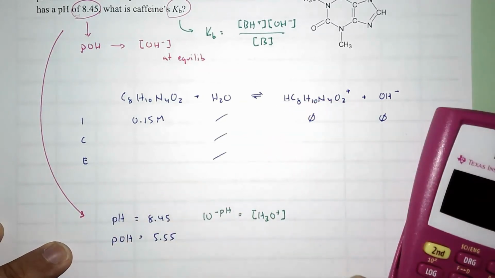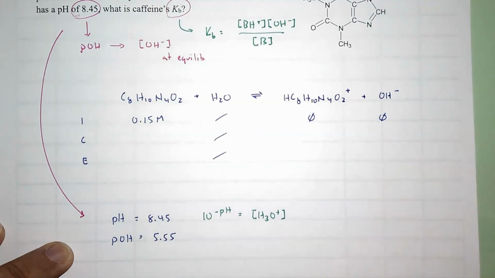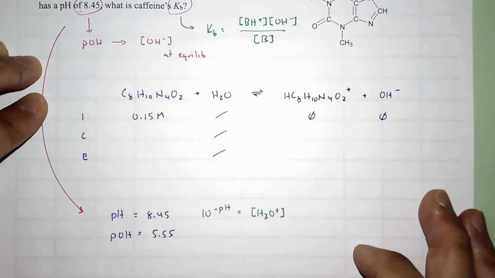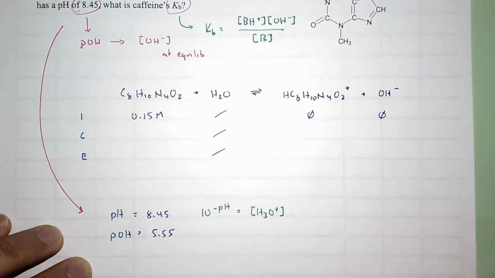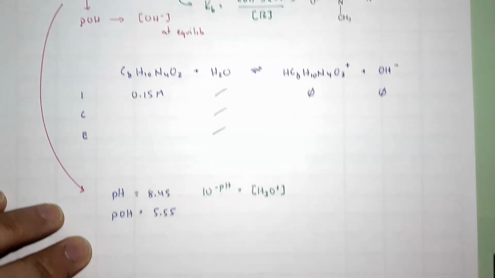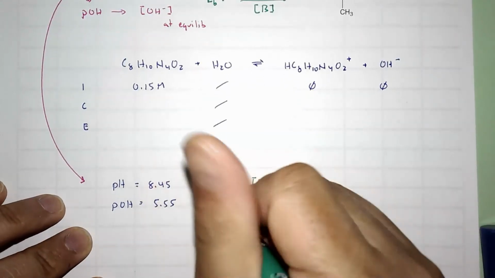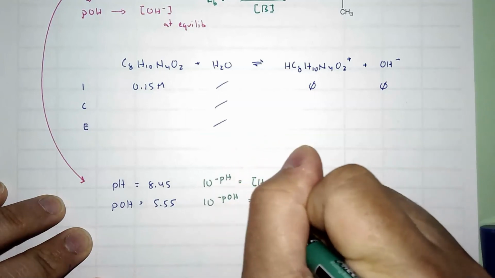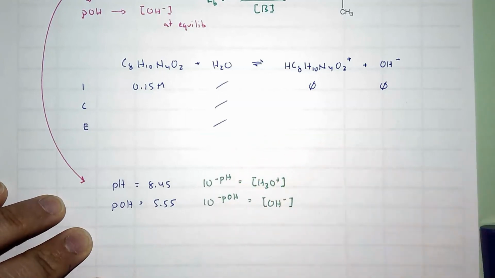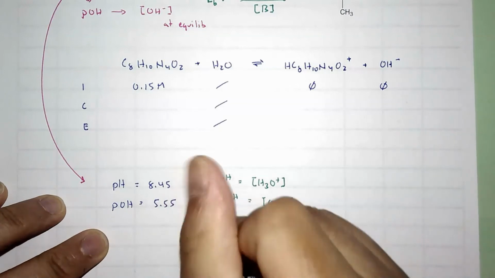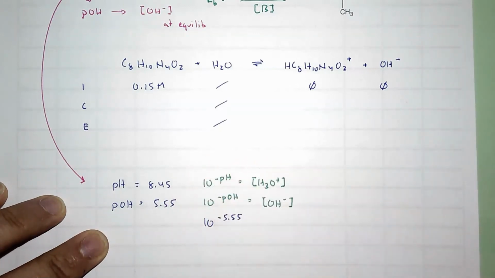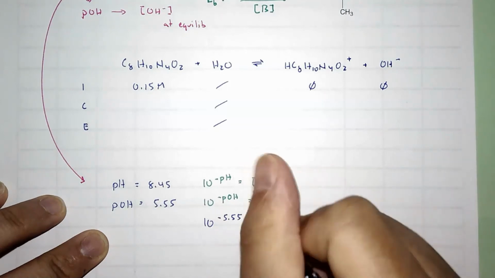If you know where I'm headed and you think you can do the rest of the calculations, go ahead and pause the video and try it. I will catch up. 10 to the minus pOH equals 10 to the minus 5.55 equals.